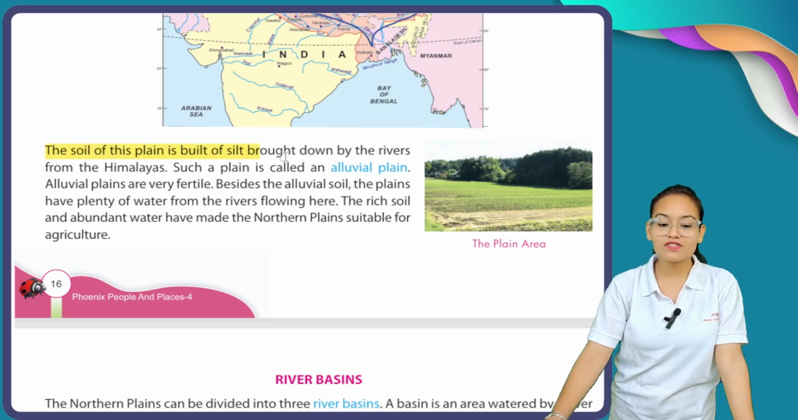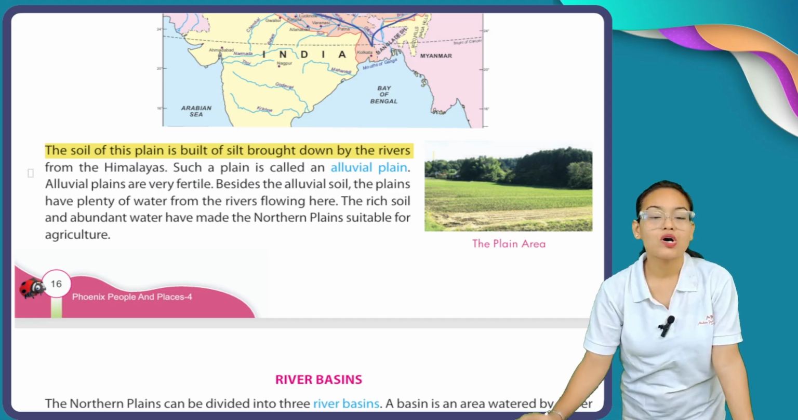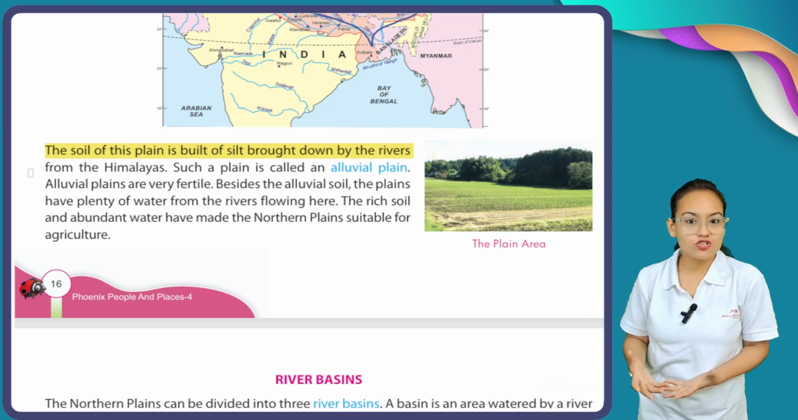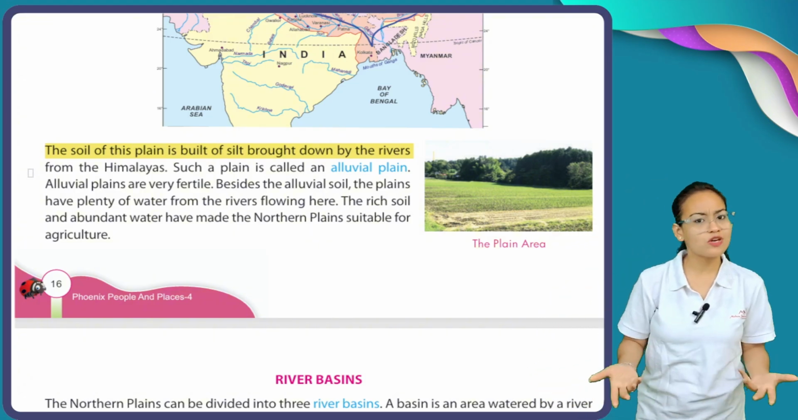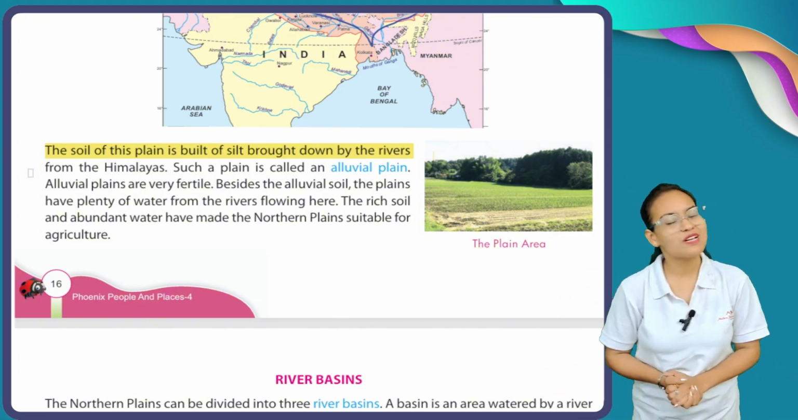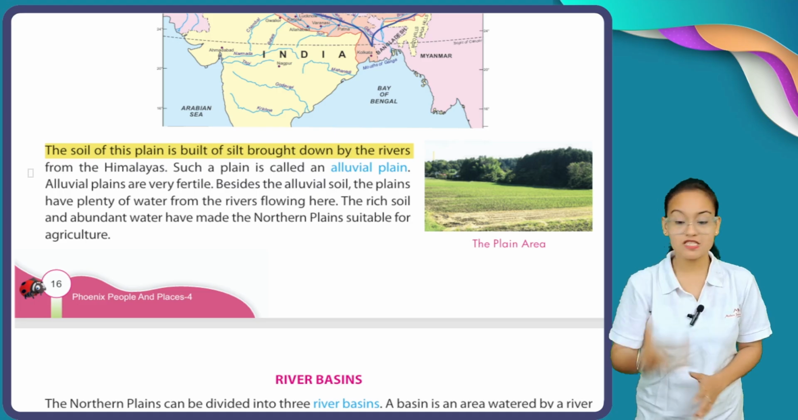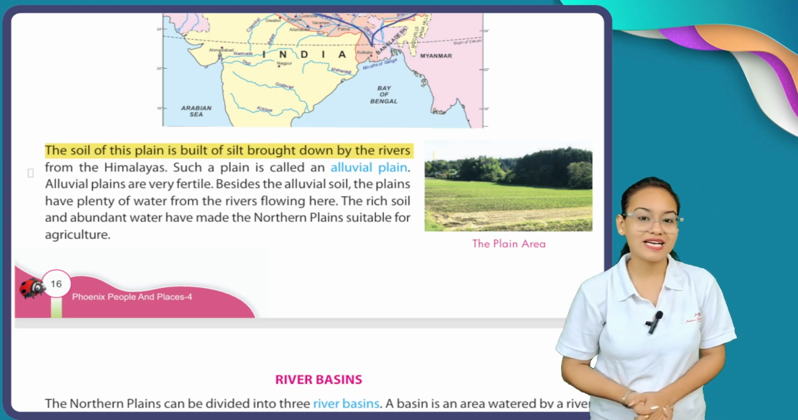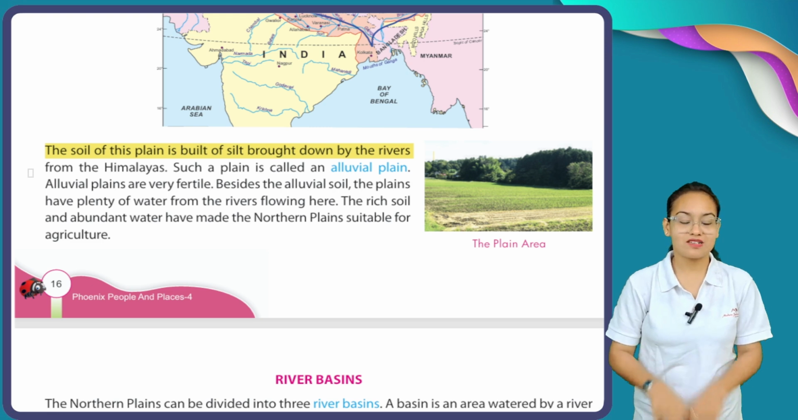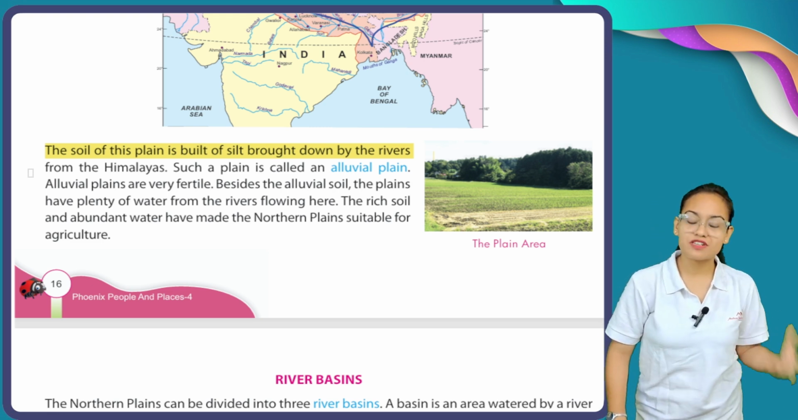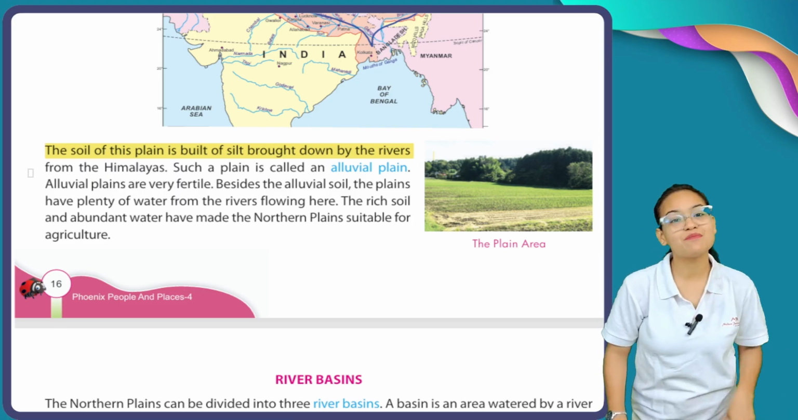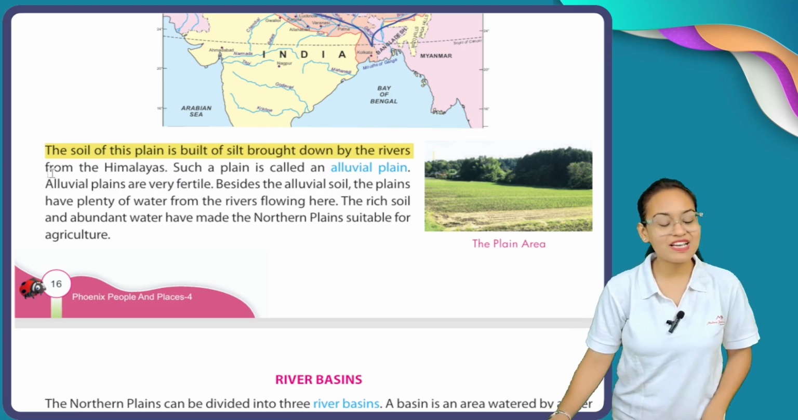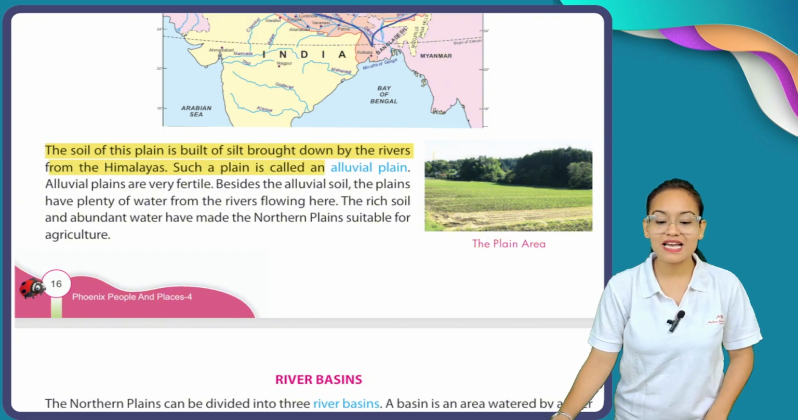The soil of this plain is built on silt brought down by the rivers. We already know the northern plains are the most fertile plains. So what makes them fertile? The silt. After a flood, the silt which rivers bring with them from the Himalayas makes the land fertile. Such plains are called alluvial plains.